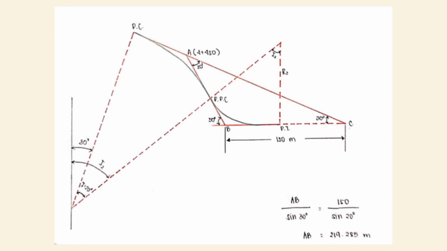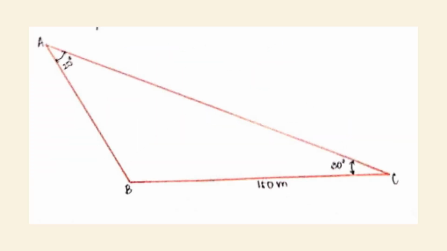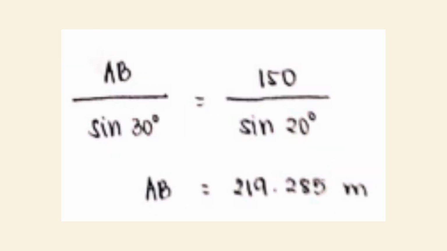PI is the point of intersection, with its stationing at 4+450. From the figure, we can roughly see a triangle with points A, B, C. First, we need to solve for the length of AB. Using sine law, we have AB over sine 30 degrees equals 150 over sine 20 degrees.